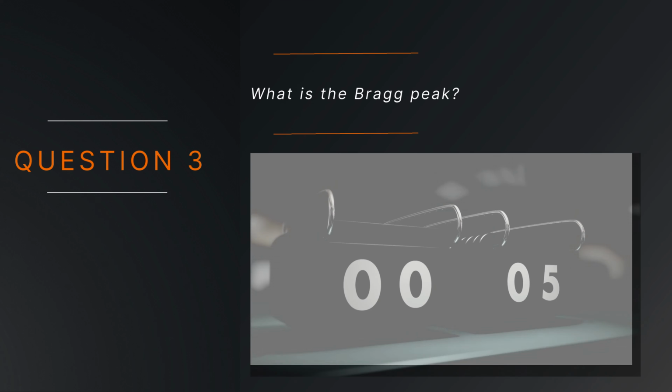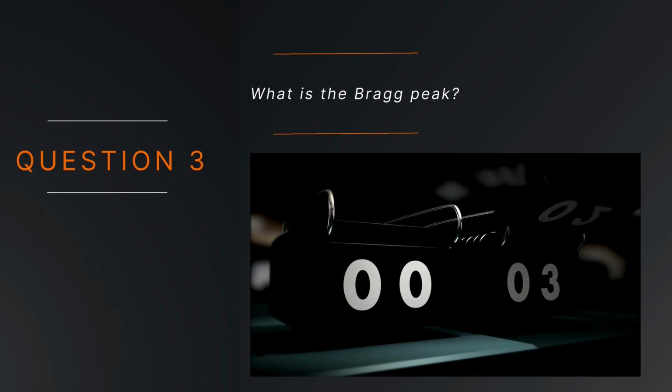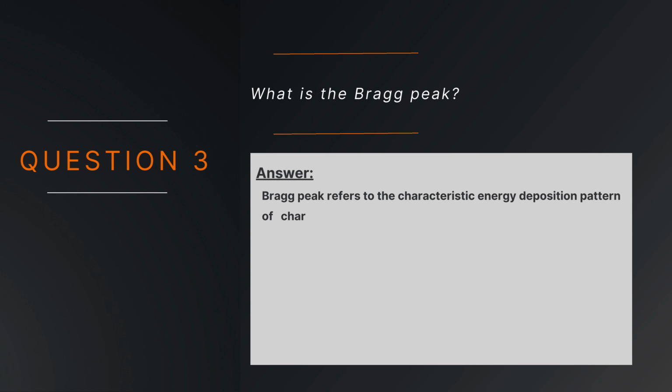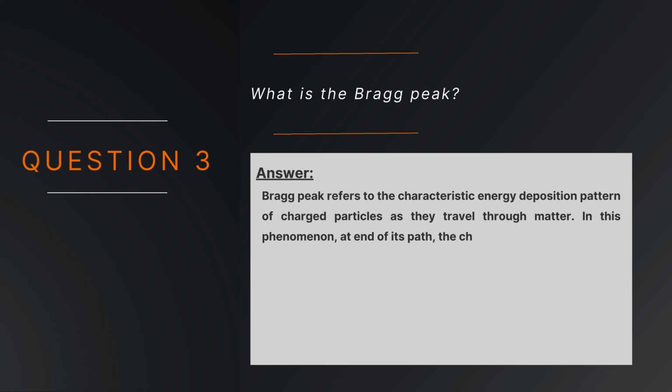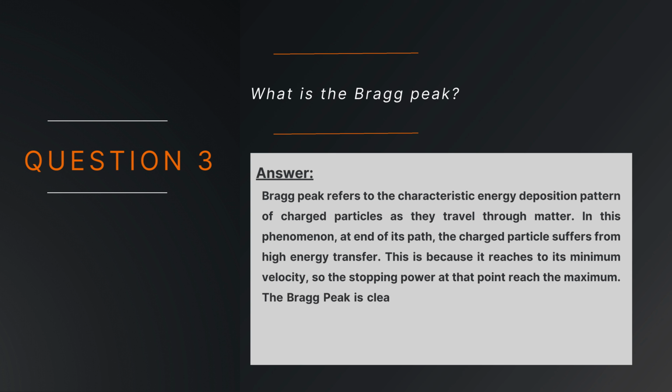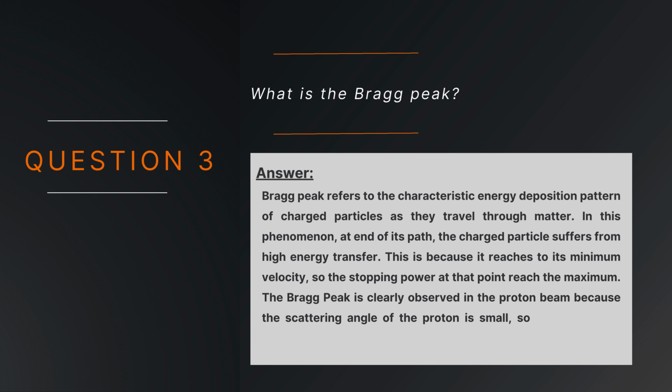Question 3. What is the Bragg peak? Bragg peak refers to the characteristic energy deposition pattern of charged particles as they travel through matter. In this phenomenon, at the end of its path, the charged particle suffers high energy transfer. This is because it reaches its minimum velocity, so the stopping power at that point reaches the maximum. The Bragg peak is clearly observed in the proton beam because the scattering angle of the proton is small, so the majority of proton beam deposit their maximum energy around the same point.